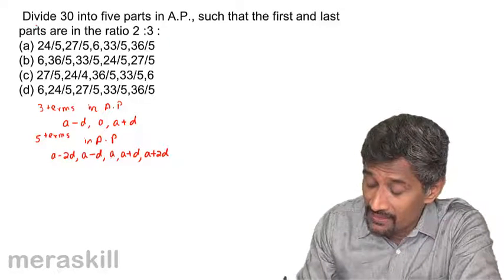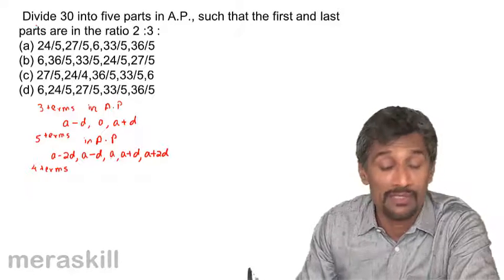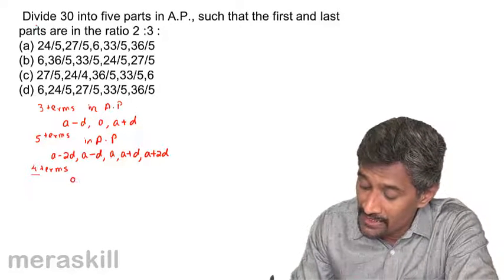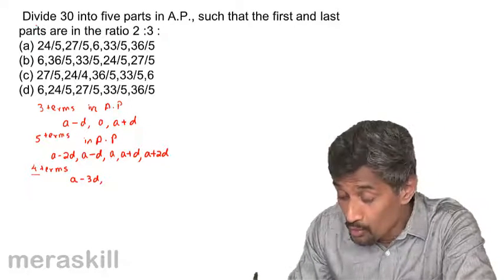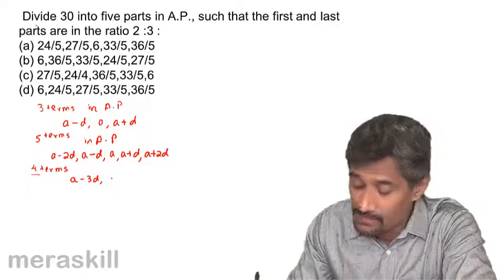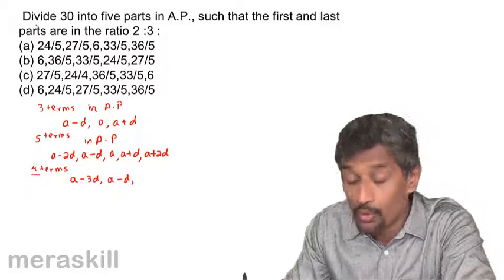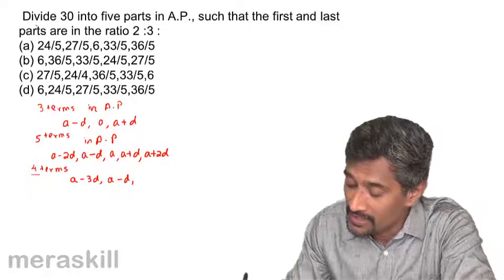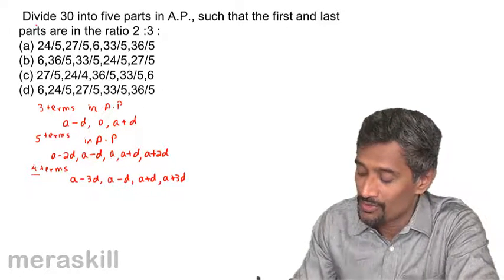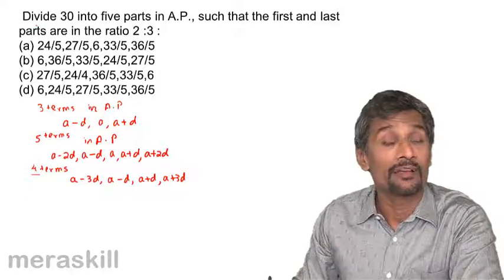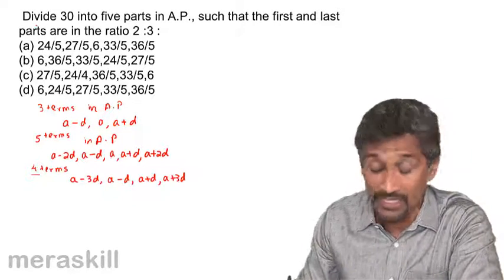Suppose 4 terms are given, that is an even number. We will take them as a minus 3d, then we increase by 2d, so it will become a minus d. The next term would be 2d more than this: a minus d plus 2d, that is a plus d, and then a plus 3d. Again, I told you this is just to help us. Suppose they say there are 4 terms in AP whose sum is so and so. When you take the sum, many of these terms get cancelled.